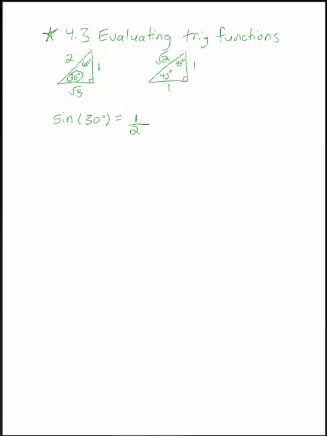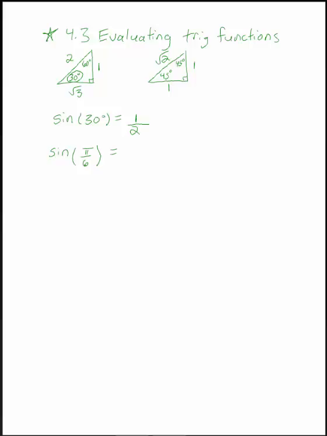Now, be aware that we're going to be working mostly in radians this year. So we can also do this in radian measure. If I said the sine of pi over 6, that's really the exact same question, because pi over 6 radians is equivalent to 30 degrees.